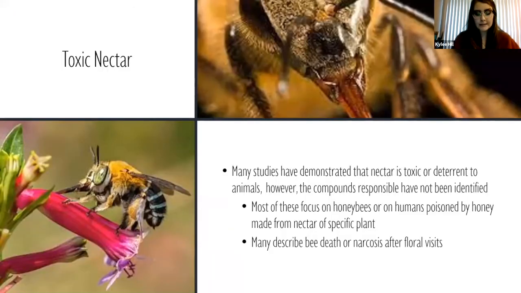And so many studies have demonstrated that certain nectars are toxic or deterrent to animals. However, within a lot of these studies, they didn't actually identify the compounds that were responsible for this change in behavior. And most of these focus on honeybees or humans that were poisoned by honey that was made from a specific nectar from a specific plant. And oftentimes these studies describe bee death or narcosis following the floral visits.